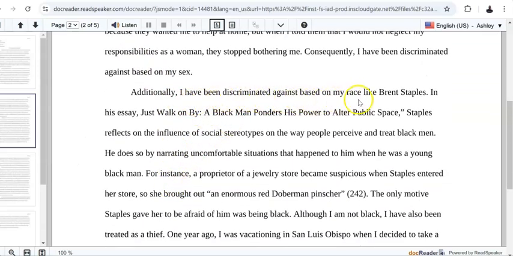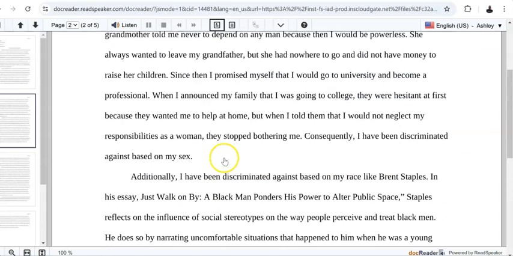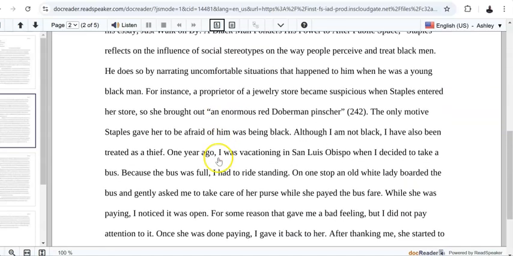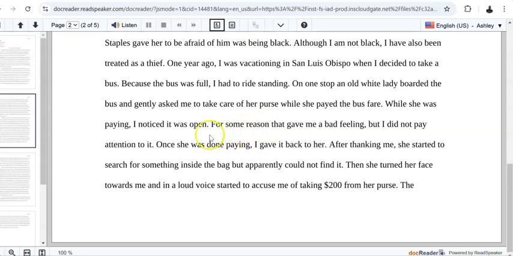"Additionally, I've been discriminated against based..." All right, and then you're going to do the same thing that you did for body paragraph 1 to body paragraph 2. Copy and paste the thesis. Does it have a controlling idea? Is MLA used properly? And then we'll go here.